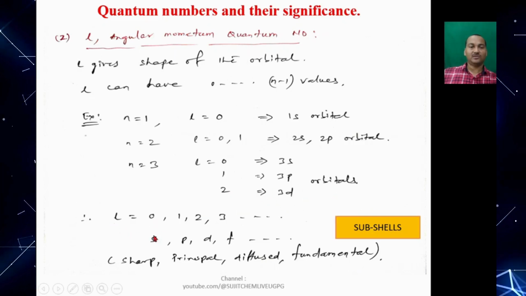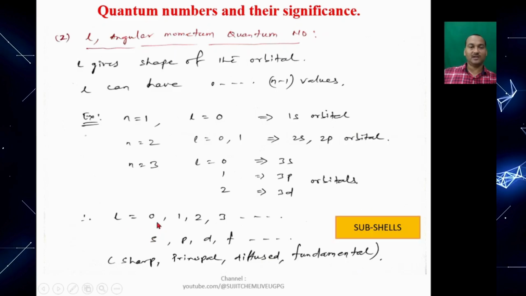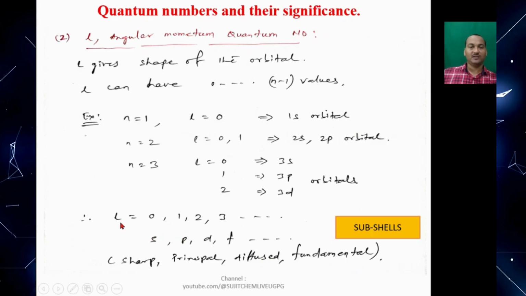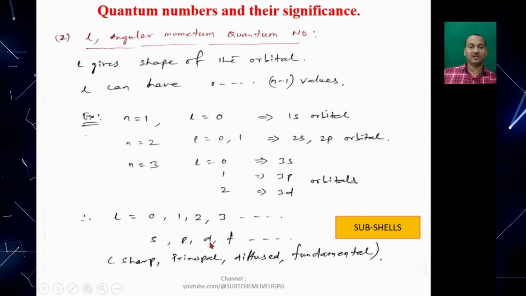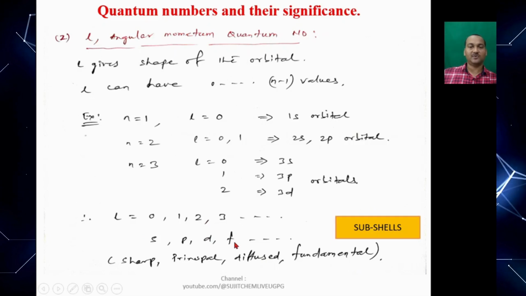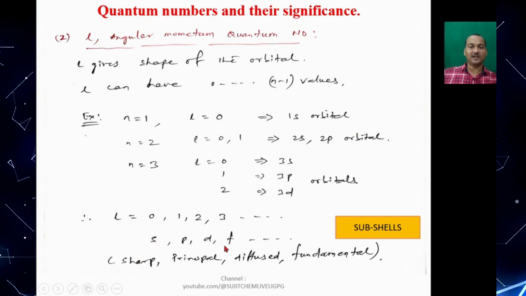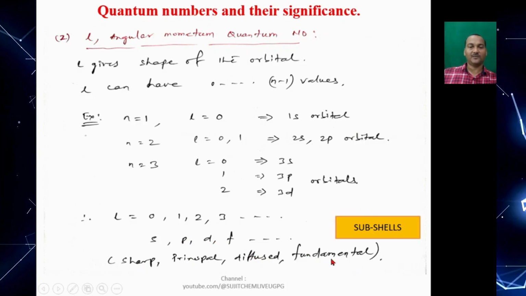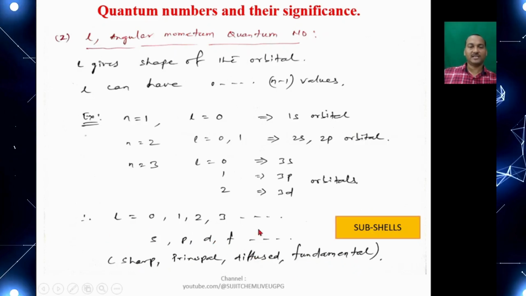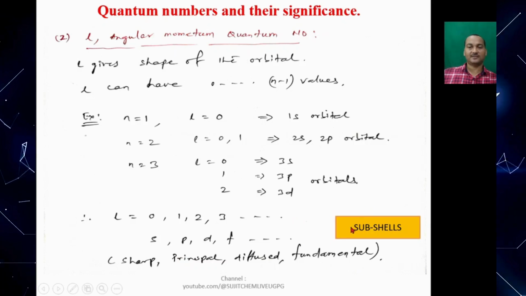So l equals 0 represents the s orbital, l equals 1 is the p orbital, l equals 2 is the d orbital, and l equals 3 is the f orbital. Here s stands for sharp, p for principal, d for diffused, and f for fundamental. These spdf orbitals are subshells.